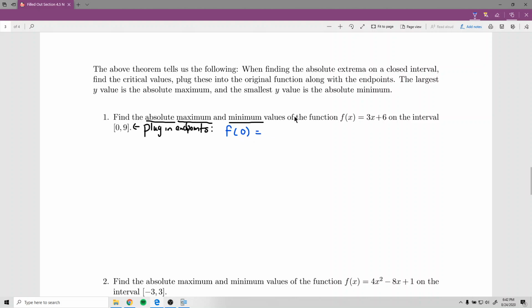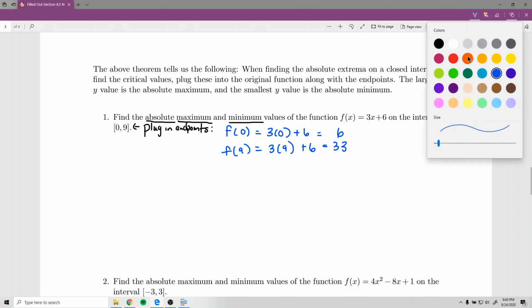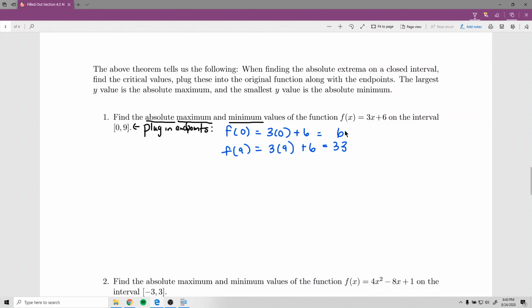So we have to plug 0 into our original function, and we have to plug in 9 to our original function, and get both those numbers out. The first one: 3 times 0 is 0, plus 6 is 6, and 3 times 9 is 27, plus 6 is 33. Now, you don't want to make any choices here. This one might be the absolute minimum, this one might be the absolute maximum, but we don't know yet because we need to find critical values.